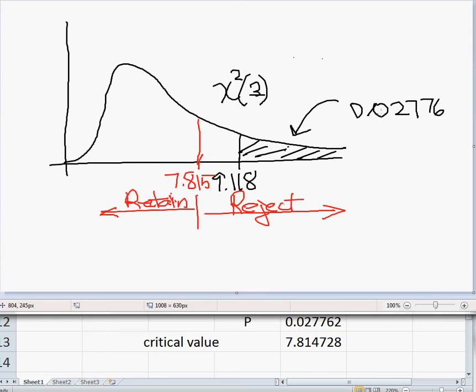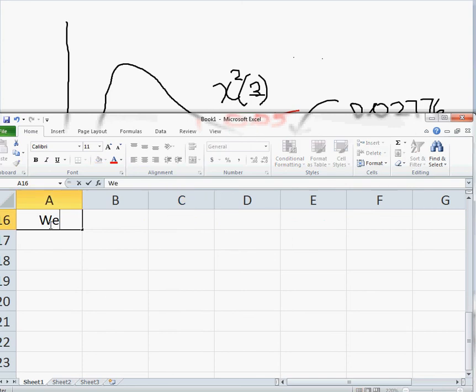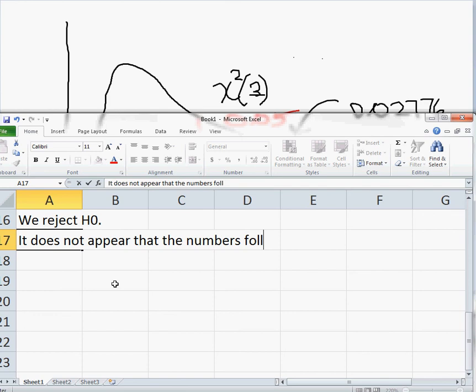Stated another way, 0.02776 is less than the value of alpha, which is 5%. So using either technique, we decide to reject the null hypothesis. So our conclusion is we reject the null hypothesis. It does not appear that the numbers follow a 1 to 3 to 3 to 1 ratio.